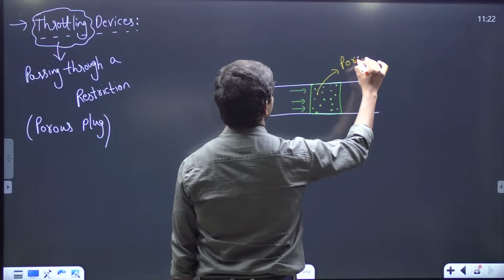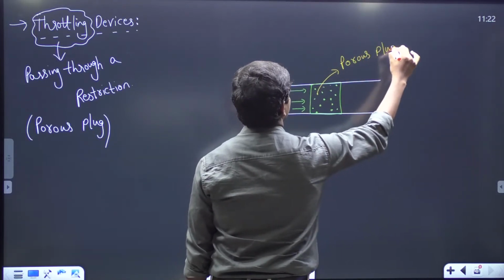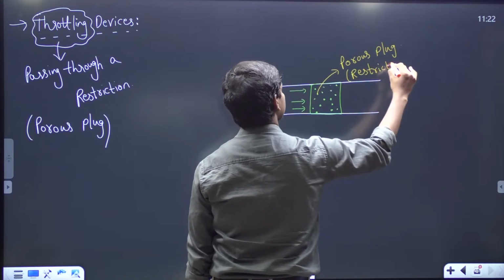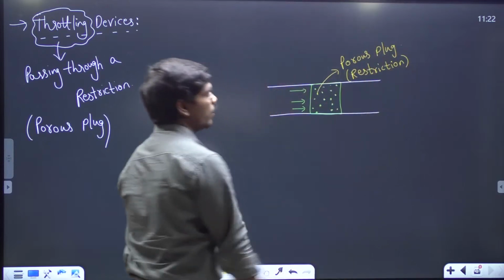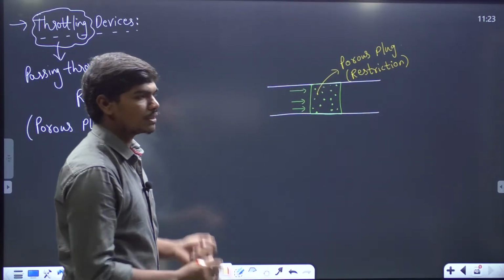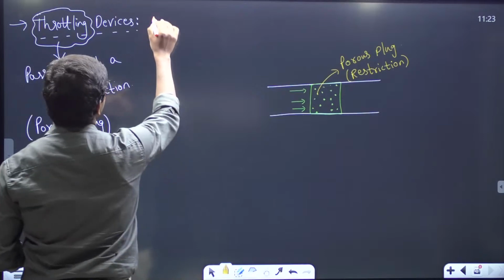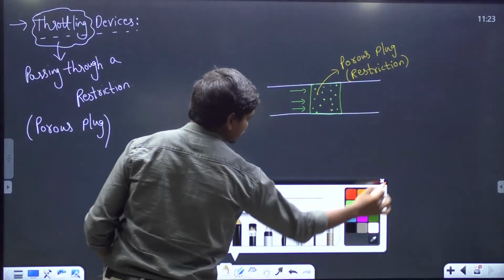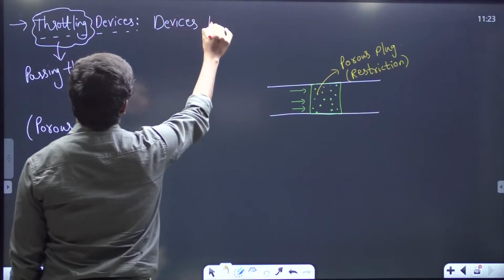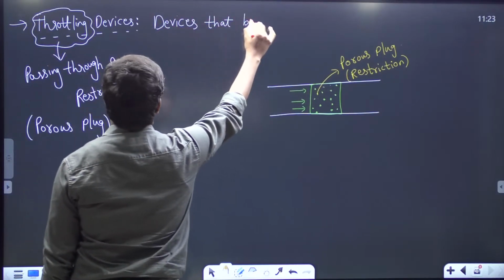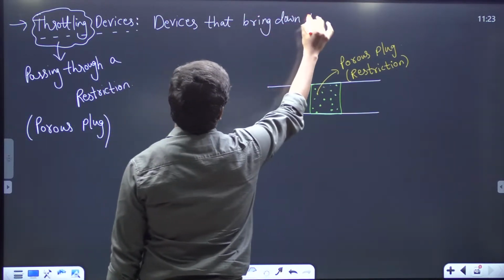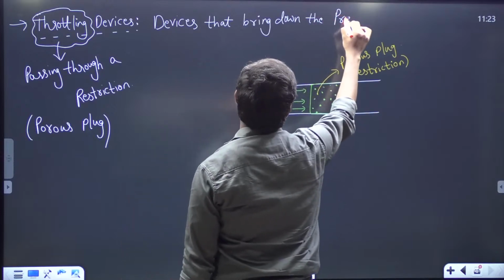Okay, so pause plug. In actual practice, this is a restriction. So this is one physical construction of these throttling devices. But generally, where throttling devices are used, they are devices that bring down the pressure of the fluid.